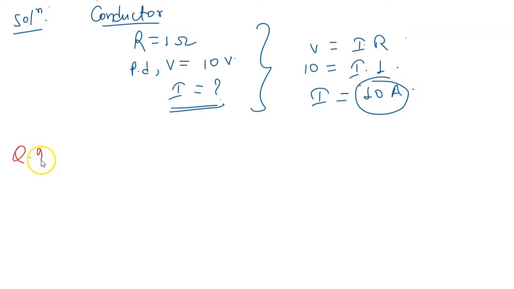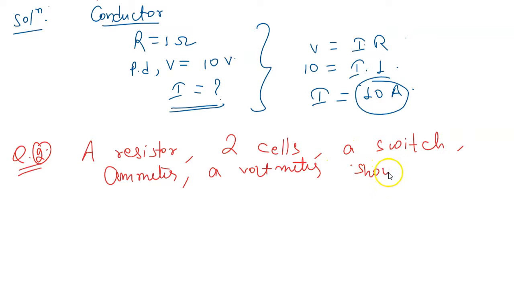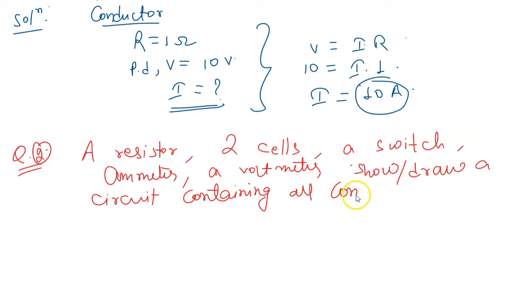So let us say we have a resistor, we have two cells, and we have a switch and an ammeter and even a voltmeter. We need to show the complete circuit. We need to draw a circuit containing all the components that is given, so that current can flow.